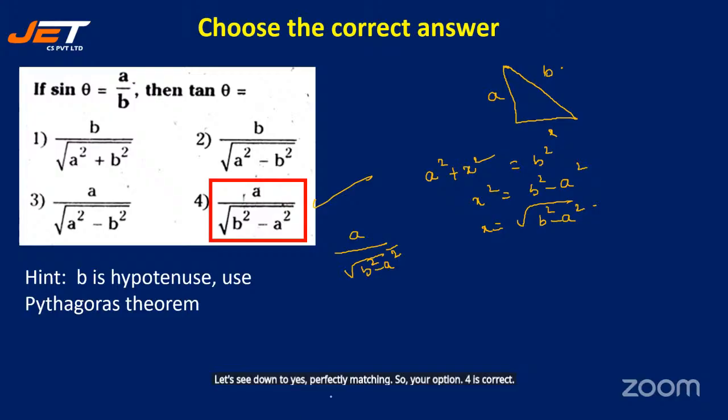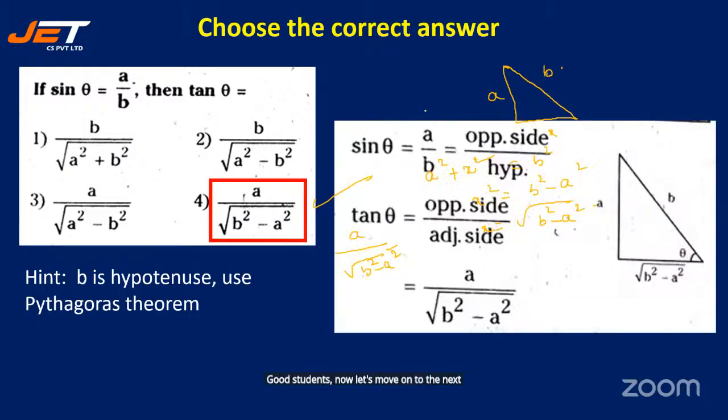Let's see how many of you have given me the correct answer. So I have Pranita, who says option 4 is right. I have Deeksha, who says option 4 is right. Then I have Afia, who says option 4 is right. And then Ashwita also says option 4 is right. Good students, now let's move on to the next question.